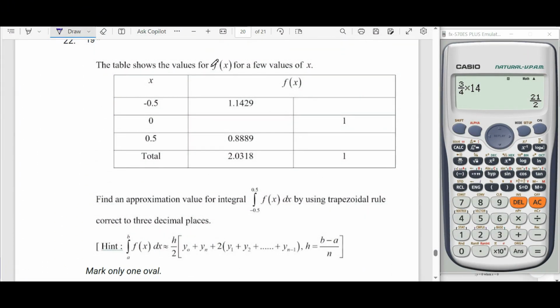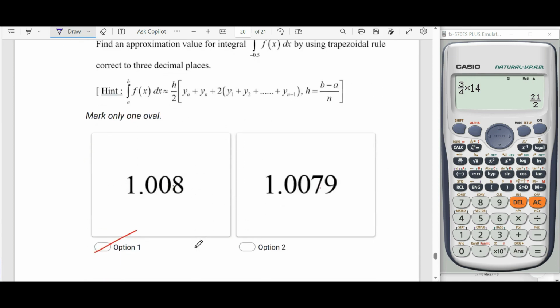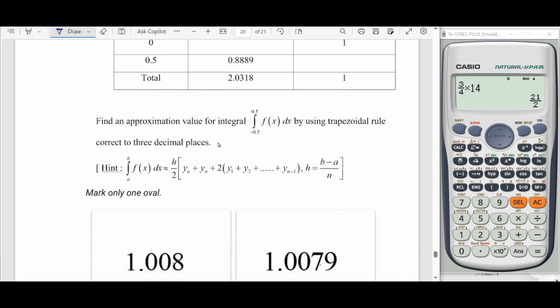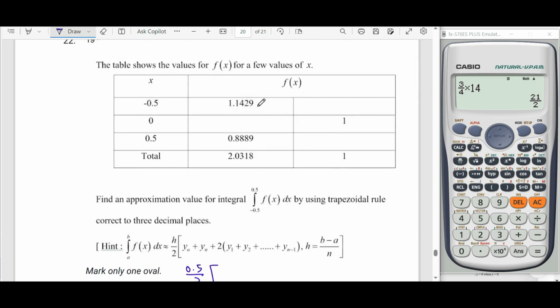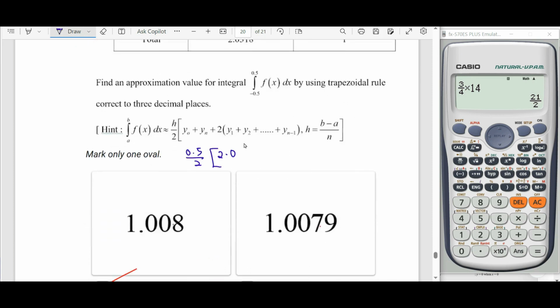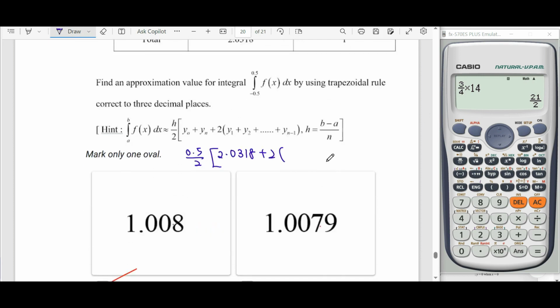The table shows the function and the values that are already calculated here. So this is your first, this is your middle, this is the last. By using the formula for the trapezoidal rule, we need to approximate this one. So what's your h? Your h here, your interval, will be 0.5 over 2. Then the first y and the last y together, 2.0318, plus 2 times the middle y here. The middle y here will be 1.